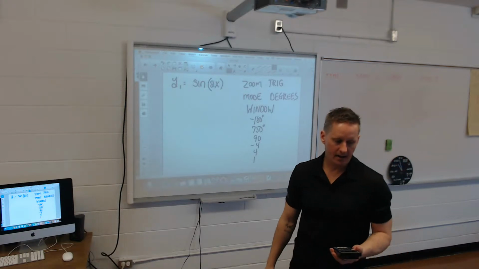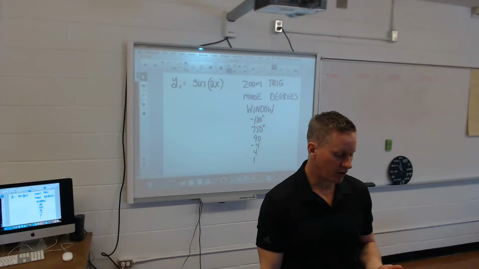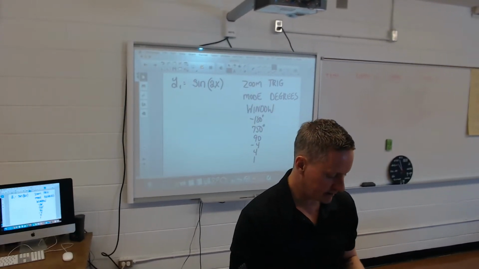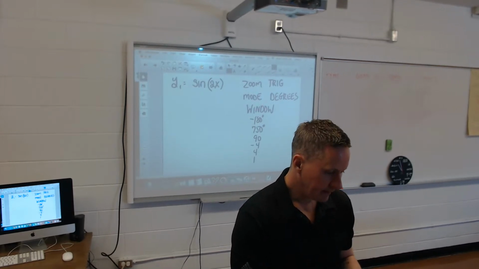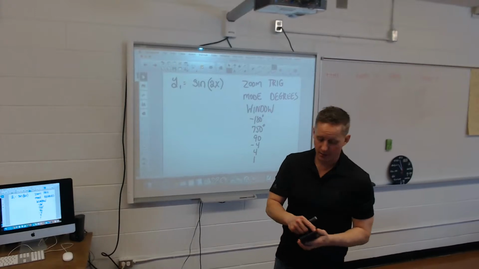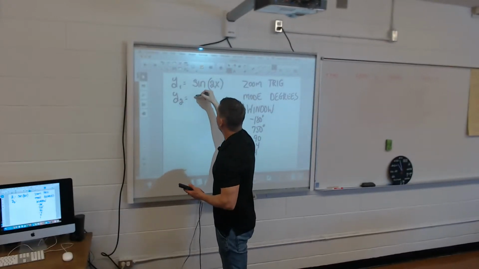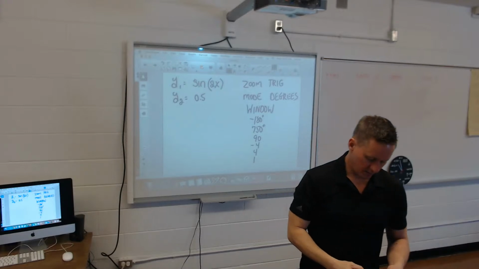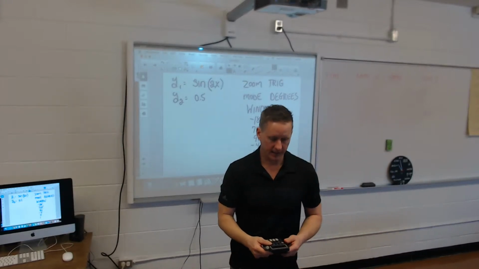So I actually have what looks like three full graphs between 0 and 720. Okay, so now what I didn't do and what I should do is put y2 equal to 0.5. So let's go to y2, put in 0.5 there, and then hit graph.